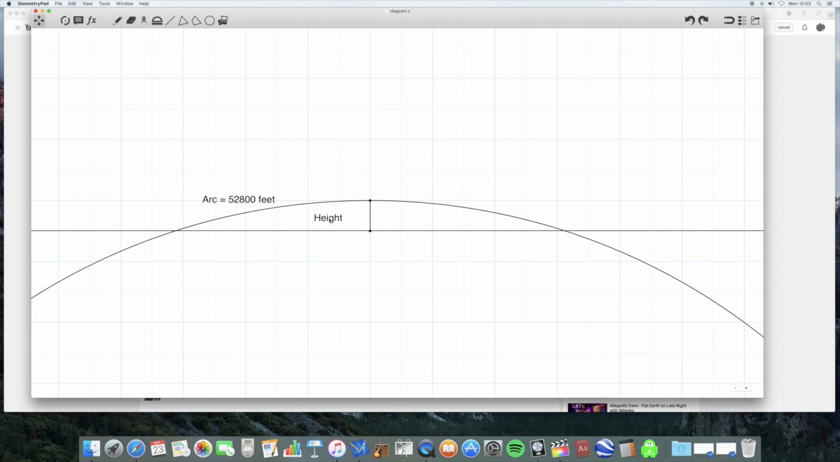And it's very easy to work out what that should be. It's basically about 17 feet. Now you're beginning to get a sense of the numbers here. This is 52,800 feet. This is 17 feet.